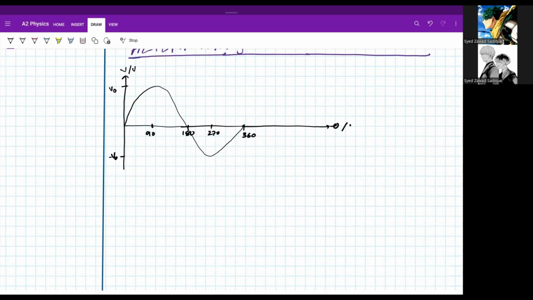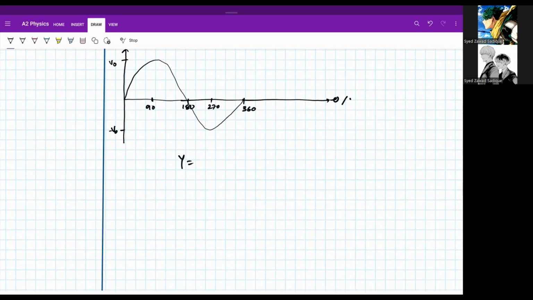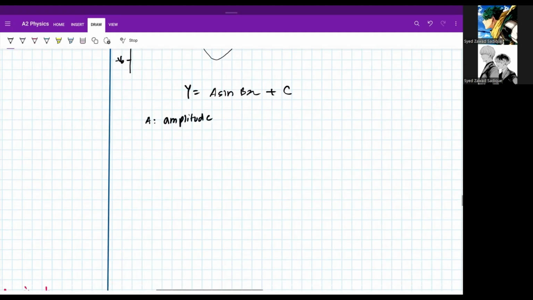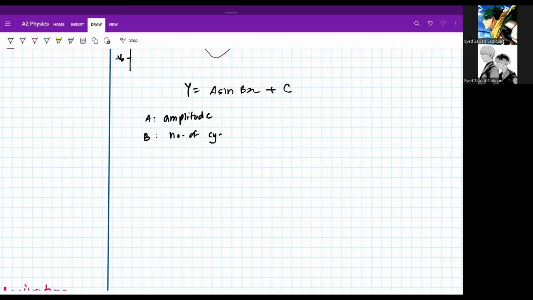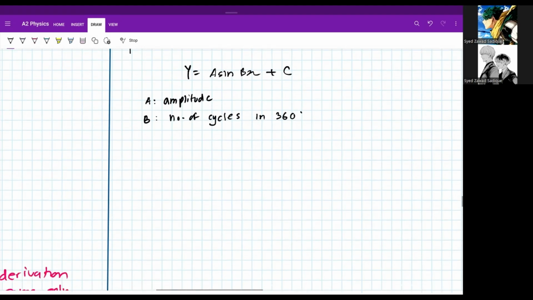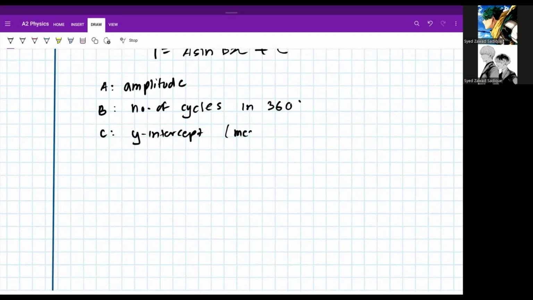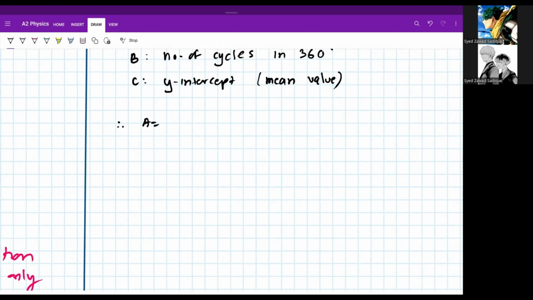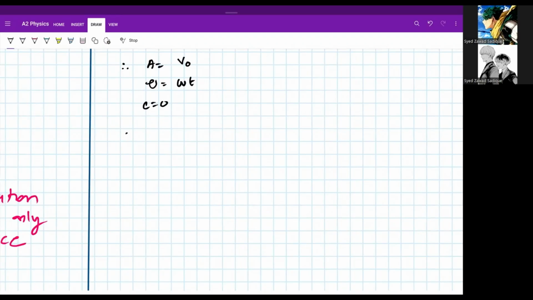Okay, where y is equal to a sin bx plus c, where a is amplitude, b is the number of cycles in 360 degrees, and finally c is the y-intercept, or also the mean value, or reference point. Okay, therefore we can write a is equal to V naught, theta is equal to omega t, and c is equal to 0. Therefore, the general formula for voltage and current will be V is equal to V naught sin omega t, I is equal to I naught sin omega t.